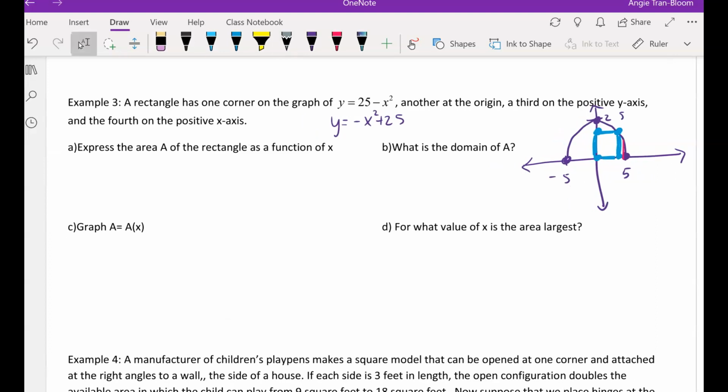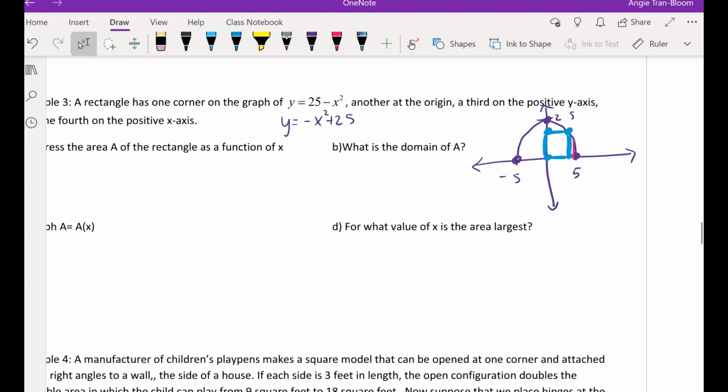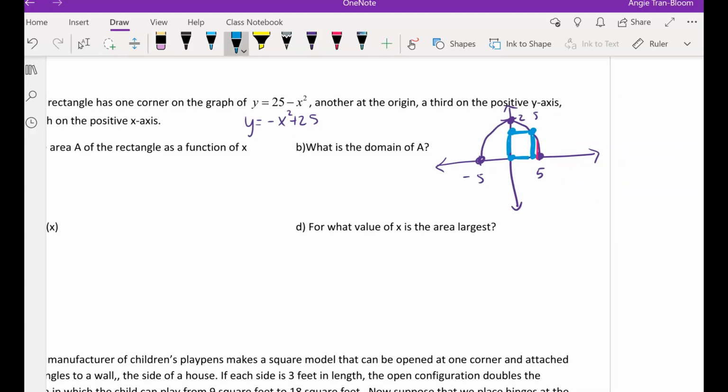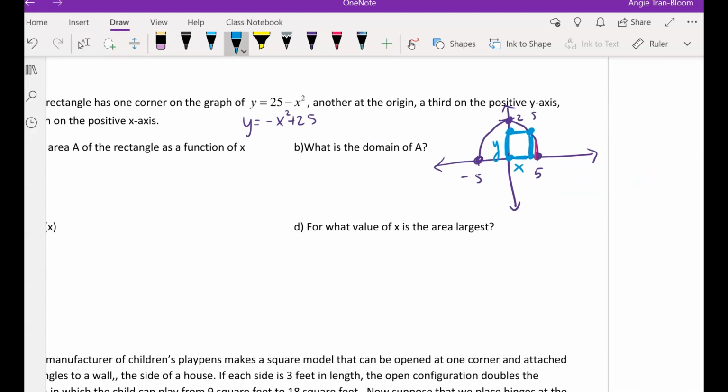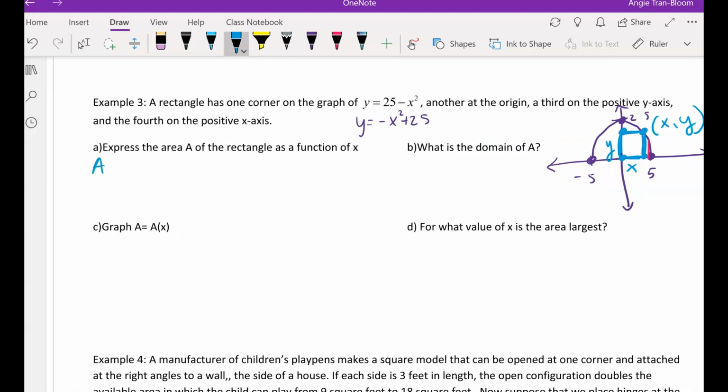We drew that out. Part A, express the area, let's call it A, of the rectangle as a function of x. So x here is the base. We don't know how big that is because we just randomly graphed that out. So that is x, and this is then y. So this point right here is (x, y), because we don't know how high it is, and we don't know how wide the base is. So area is length times width, which is really x times y, but it only wants it as a function of x.